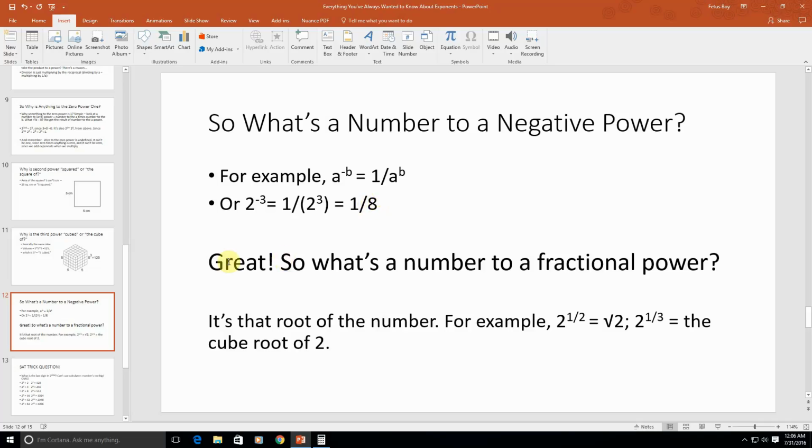So, great. What's a number to a fractional power? It's that root of the number. For example, 2 to the 1/2 power is just the square root of 2. 2 to the 1/3 power is equal to the cube root of 2. That is the third root of 2.